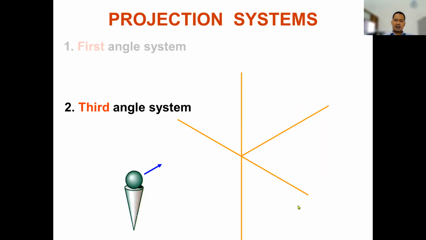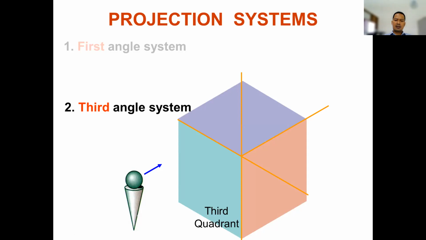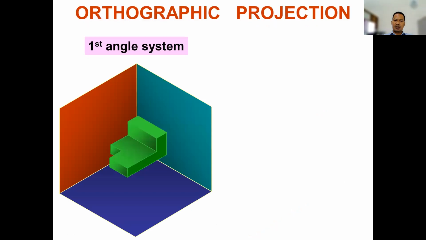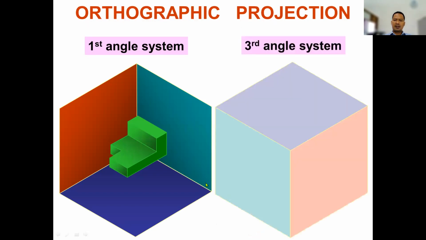For the third angle system, put the glass block on the third quadrant and then put the object in the glass block. So you will get a different projection position. For the first angle system, this is the glass block, and your object is put in the glass block. Then you can compare with the third angle system, where this is the glass block and your object is in the glass block.